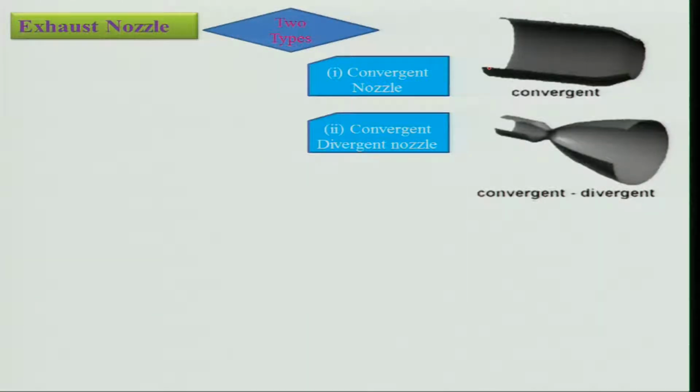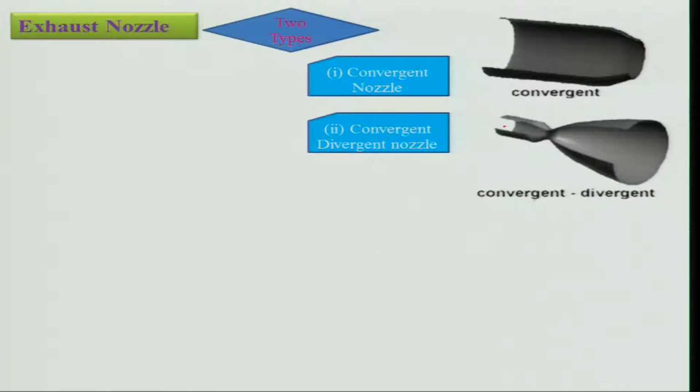In the convergent nozzle, which I have shown in this figure, there is a decrease in area, and this we can use only when the flow is subsonic, right. And we will dwell upon it and see why we can't use it for supersonic flow, right.